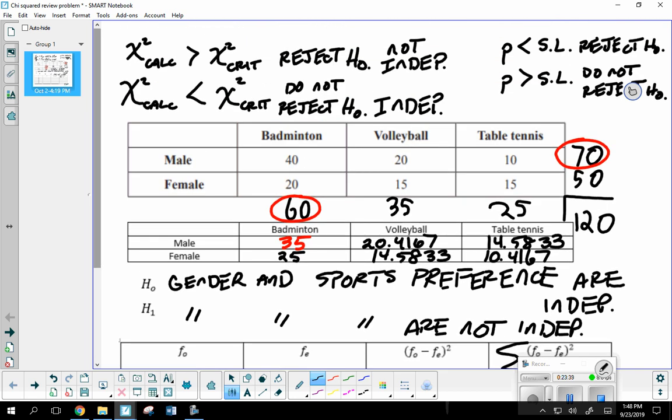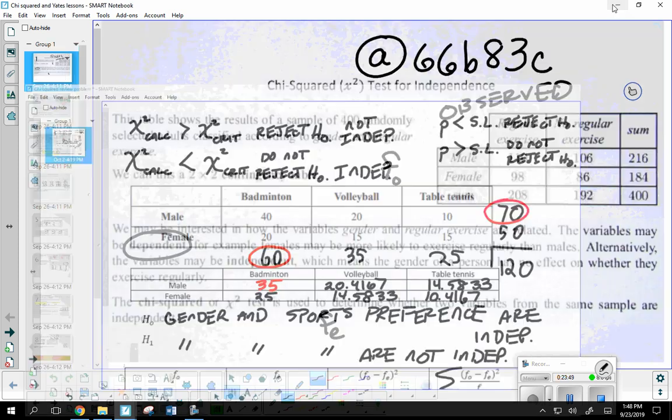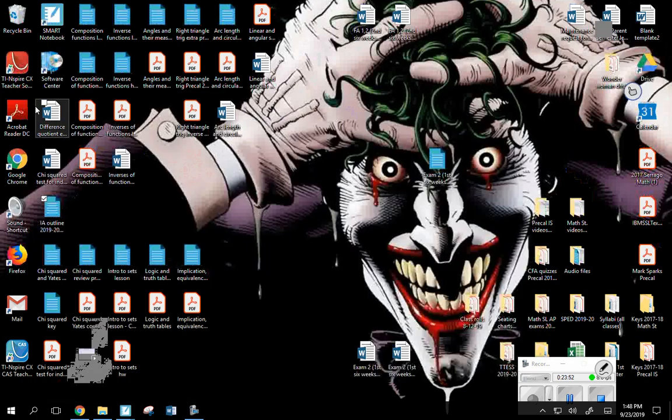Now you'll notice on your homework, which is due tomorrow, you do have two problems where I would like you to go through it by hand, but then the other two, you're going to just do that on the calculator. So let me go ahead and pull up my calculator.